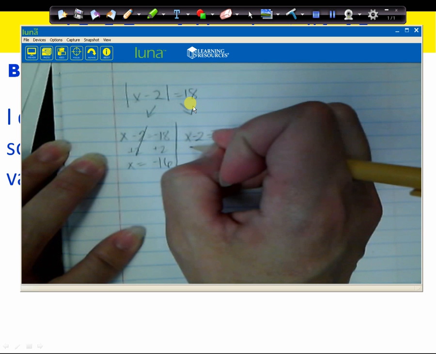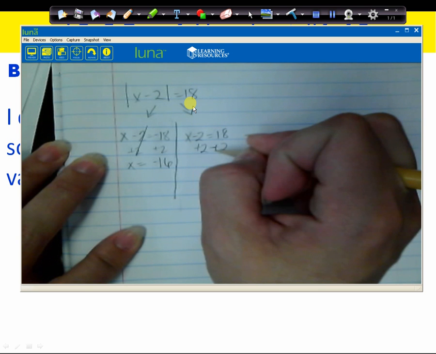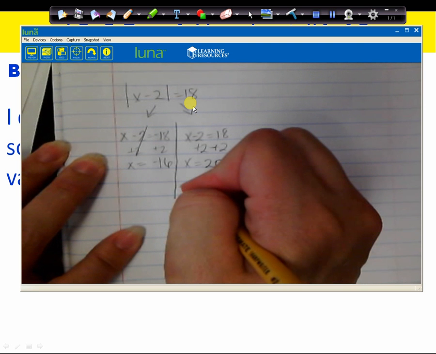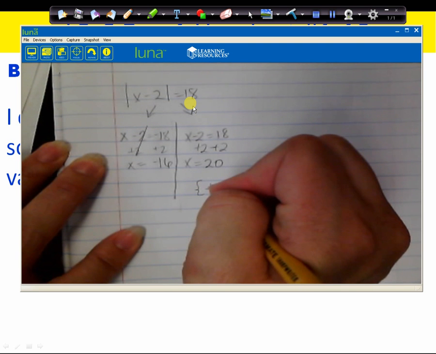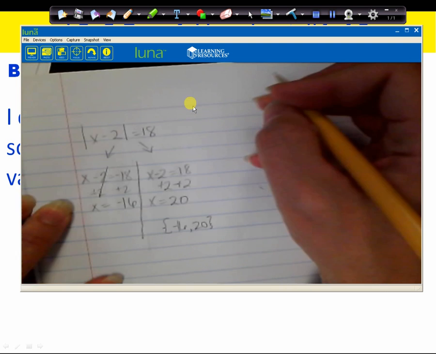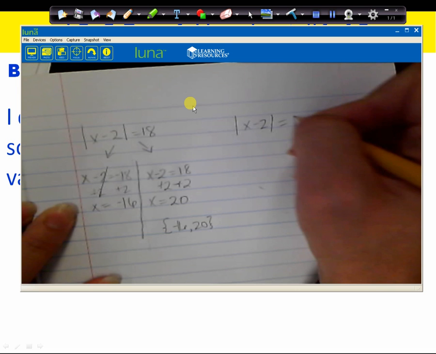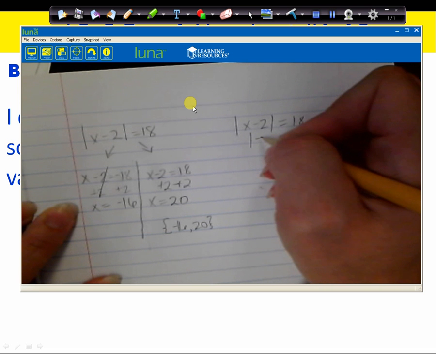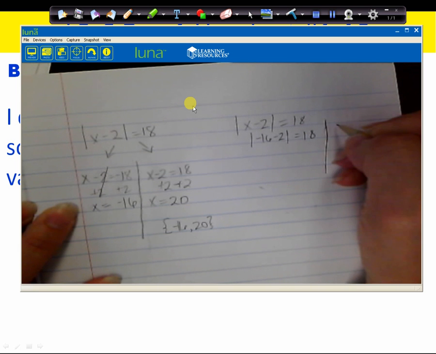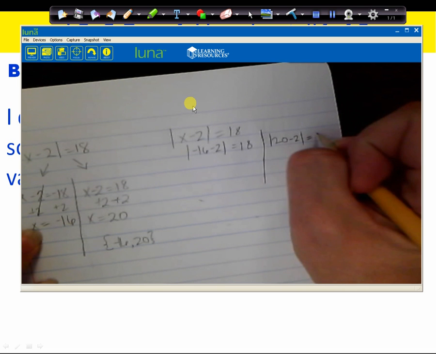And over here, I have to add 2 on both sides, which gives me x equals 20. So I have in my squigglies negative 16 and 20. And I'm going to check, going back to the original problem, the absolute value of x minus 2 equals 18. The absolute value of negative 16 minus 2 equals 18. And the absolute value of 20 minus 2 equals 18.